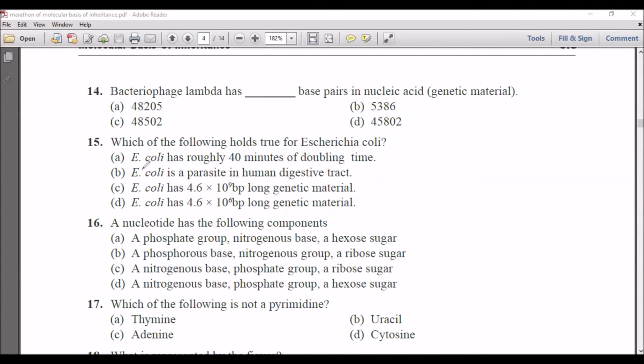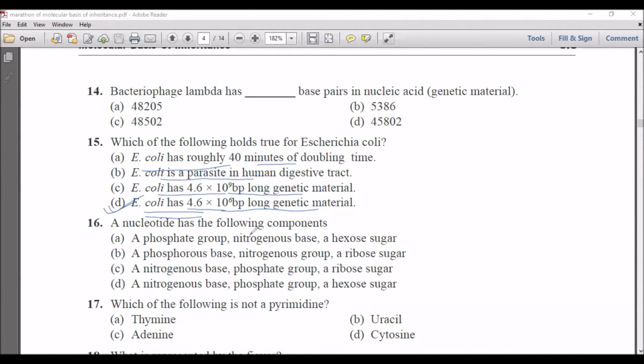First option is, E. coli has roughly 40 minutes of doubling time. E. coli is a parasite in the human digestive tract. E. coli has 4.6 × 10^9 base pair long genetic material. And last is, E. coli has 4.6 × 10^6 base pair of genetic material. Now we know that E. coli, that is Escherichia coli, has 4.6 × 10^6 base pair of genetic material. So D is the correct answer.